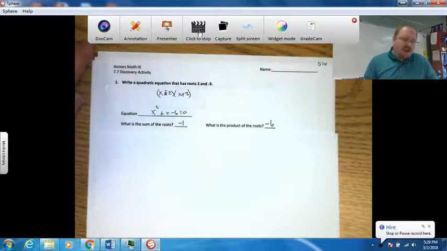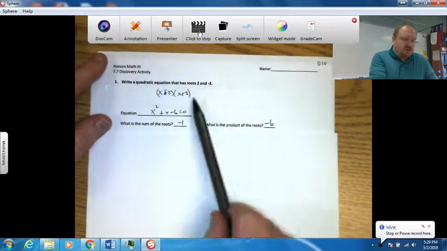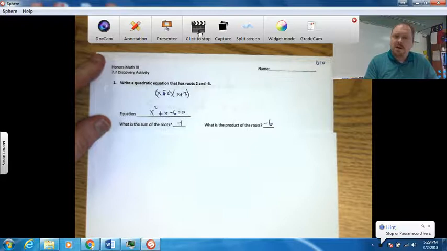And when I add the roots together, 2 plus negative 3 is negative 1. And when I multiply them together, I get negative 6. Okay, no big deal.